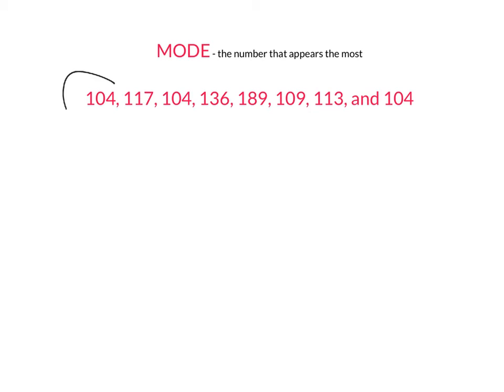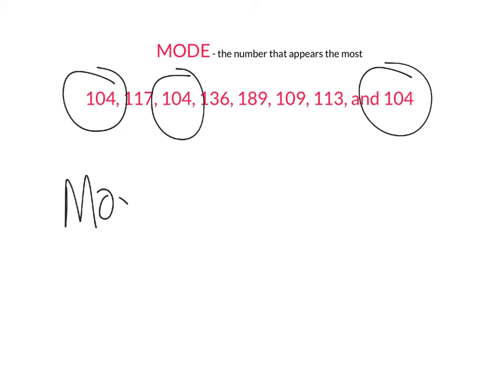Here we have the number 104 written 3 times. And every other number is only written 1 time. So the 104 appears the most. So your mode is 104. That's it. Again, in some examples, they might all be written one time and you would write no mode. And in other examples, maybe you would have two modes and you'd have to write both of the numbers because they both appear more than the others.